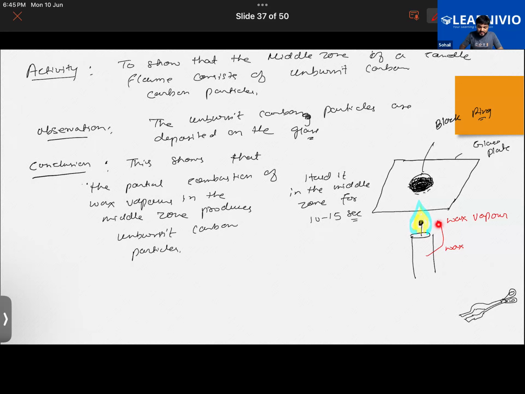And here in the middle zone, since it does not have access to enough air, enough oxygen, it does not burn completely. The wax vapor burns partially. Partial combustion of wax vapor takes place. So let's say if there is 100 grams of wax vapor, out of that 50 grams is burned, while 50 grams converts into carbon particles. Are you guys getting it?